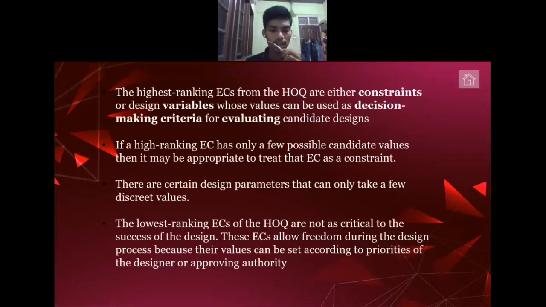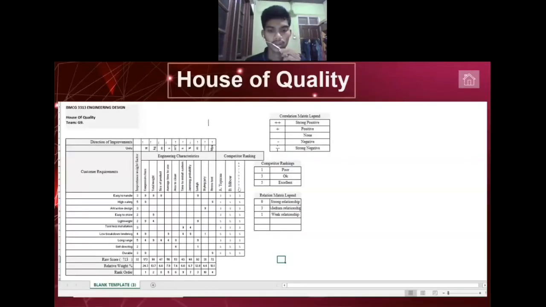These ECs allow freedom during the design process because their value can be set according to priorities of the designer or approving authority. The lowest ranking of the HOQ is the styling jury. It's because of the aesthetic design.